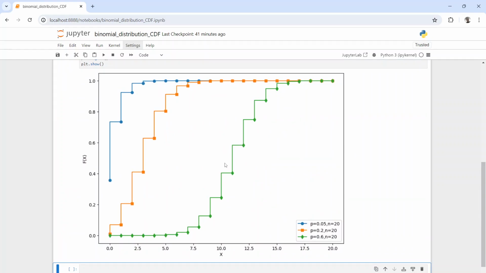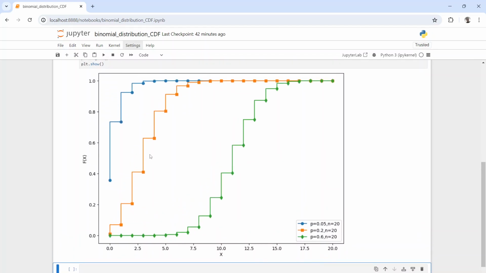In the first one, you can see that it is increasing very rapidly. That is for p equal to 0.05. It is increasing rapidly and reaches 1 very quickly. This is happening because the probability of achieving a high number of successes is very low, and the cumulative probability accumulates rapidly for a low value of x. So for a very low value of x, it accumulates quickly. That's why it reaches 1 quickly.